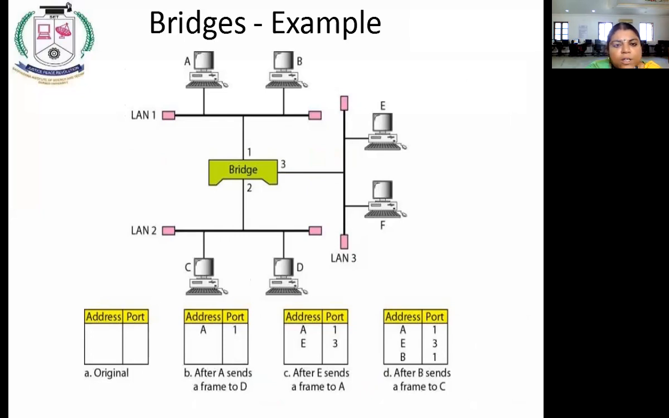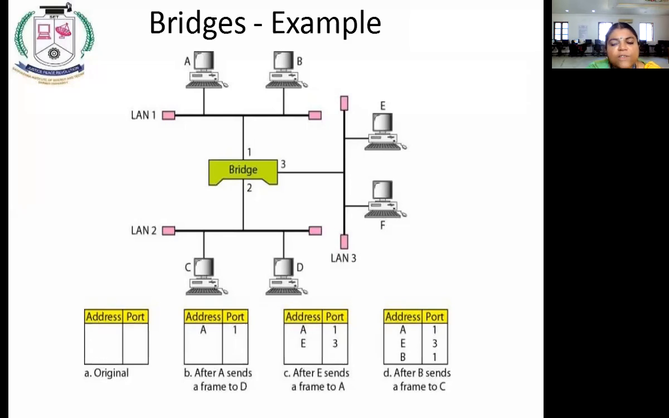These bridges have an intelligence: from the frame that it receives on port 1, and how it transfers the packet to the other port, it will come to know the presence of a particular device in the corresponding LAN. Initially the bridge table will be completely empty, so from this we will see how the bridge is going to build the table.